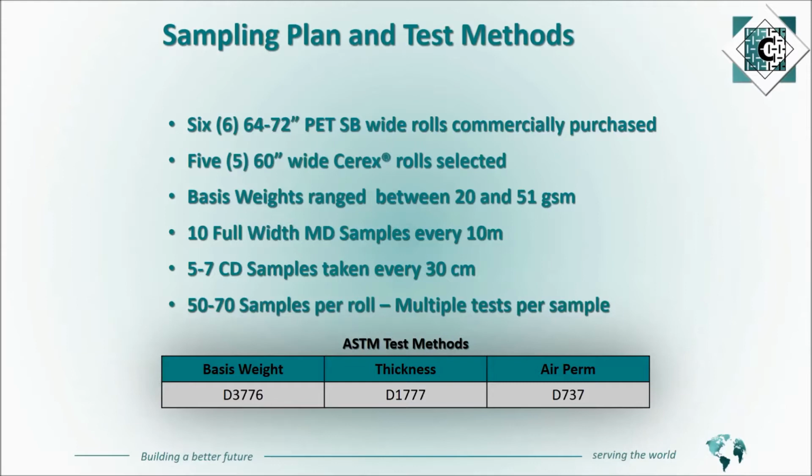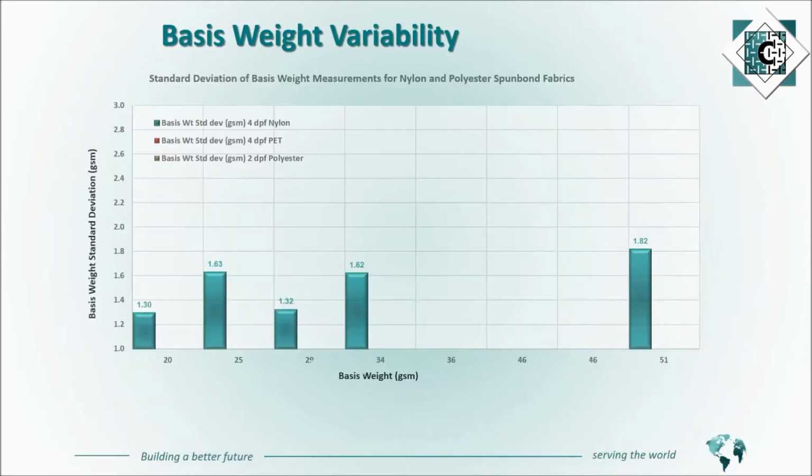About every 10 meters, we took a full width sample, and then we tested that sample in the CD every 12 inches. So every roll represents somewhere around 50 to 70 samples per roll. And on each one of those samples, obviously, multiple tests were chosen. And again, the ASTM test methods you see up there.